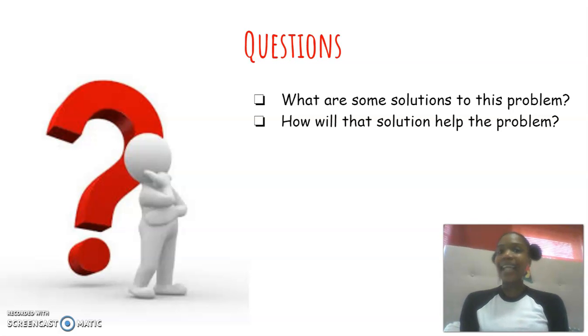Here, if you did not get to complete or finish that, this is where you can continue on asking yourself, what are some solutions to this problem? How will that solution help the problem? So if you're writing a letter to someone and you're talking about a problem and some solutions to fix that problem, you want to ask yourself these questions so that you can actually nail it, right? We're always looking to nail our writing pieces so that our readers can actually get the lesson out of our writing.